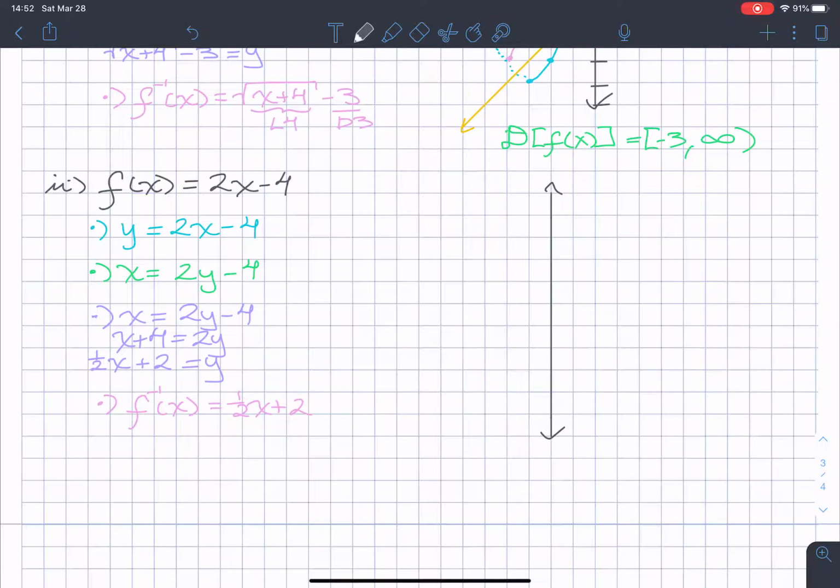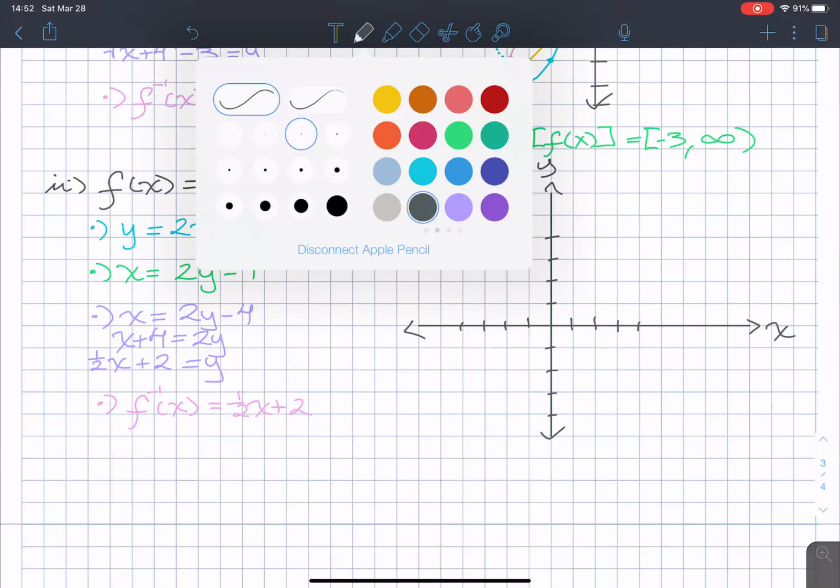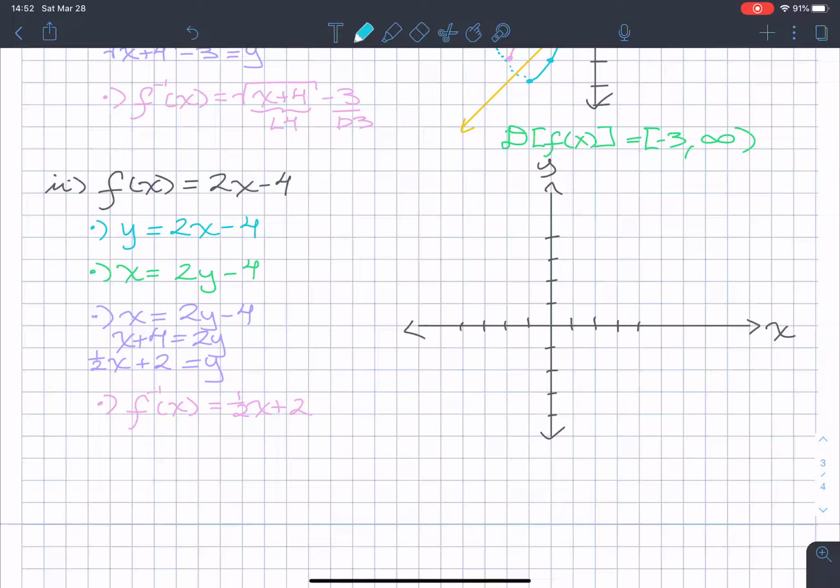Actually, let me move that up a bit. So x and y coordinate axes. Okay, so let's go ahead and plot f of x, which has a y-intercept of -4 and a slope of rise 2, run 1, rise 2, run 1, etc.